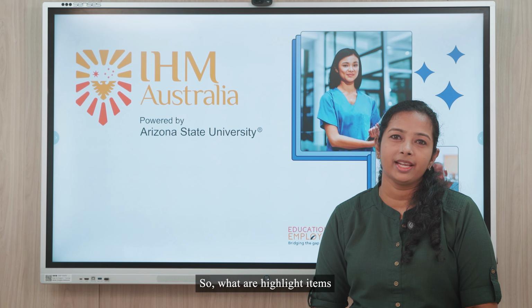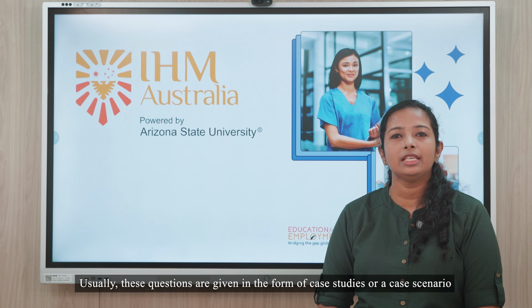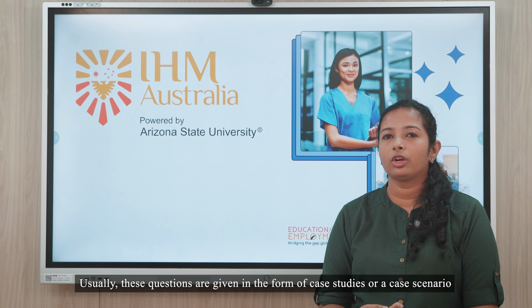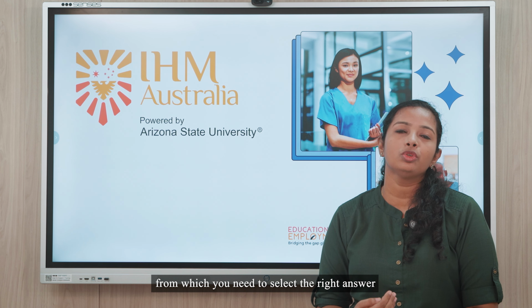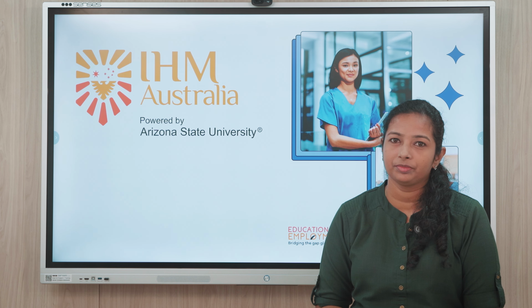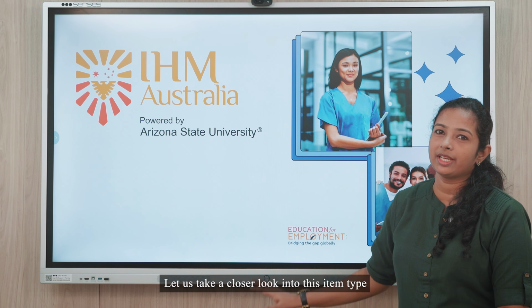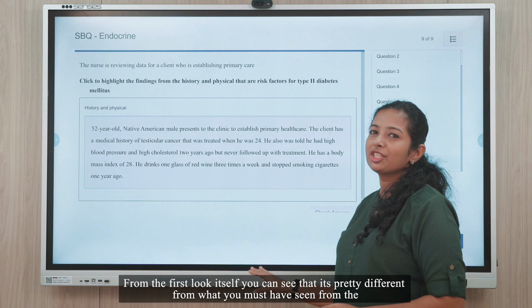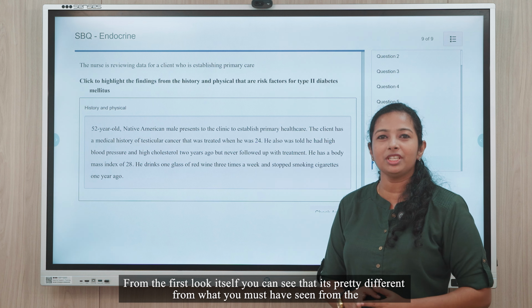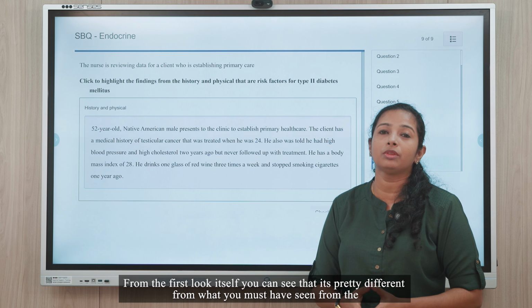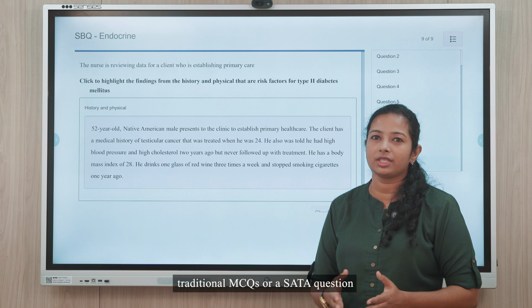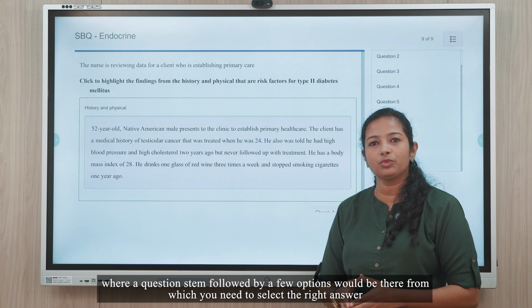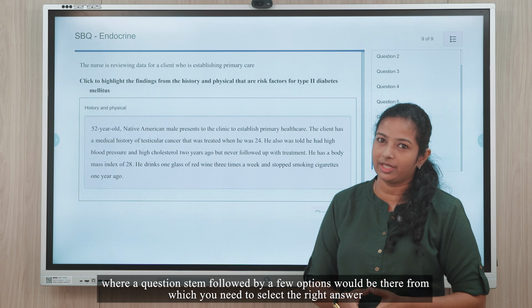So what are highlight items? Usually these questions are given in the form of case studies or a case scenario from which you need to select the right answer. Let us take a closer look into this item type. Here on this board is a highlight item. With the first look itself, you can see that it's pretty different from what you must have seen with the traditional MCQs or a SATA question, where a question stem followed by a few options would be there from which you need to select the right answer.